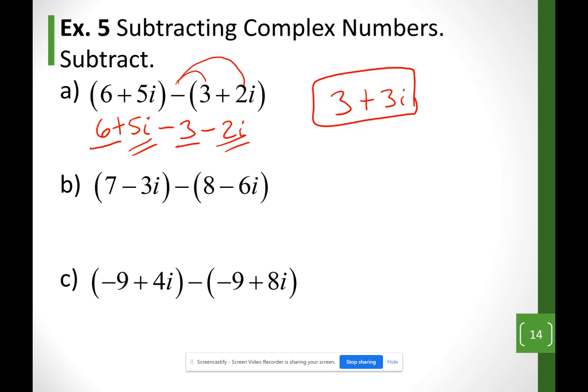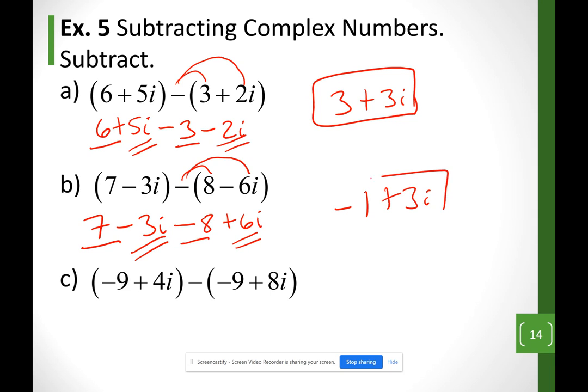Same thing with example B. My first parentheses, let me just write 7 minus 3i. Because there's a minus sign, I distribute it to the parentheses that comes after. So I'm going to call this minus 8 plus 6i. Notice I switched the signs, including the one with the 6i. I changed it to positive. All right, so now let me combine my like terms. When it comes to the real part, 7 minus 8, that gives me negative 1. When it comes to the imaginary part, negative 3 plus 6, that gives me plus 3i.